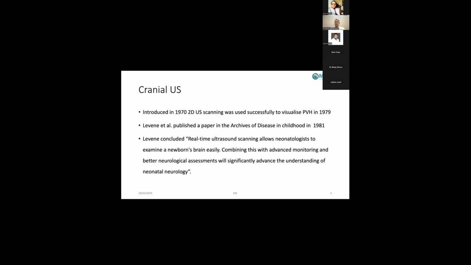So the cranial ultrasound was introduced in the 1970s with 2D ultrasound scanning to visualize the brain. Levene et al. published a paper in Archives of Disease in Childhood in 1981 and concluded that real-time ultrasound scanning allows the neonatologist to examine the newborn's brain and to do advanced monitoring with better neurological assessment. And we have come a long way since then.